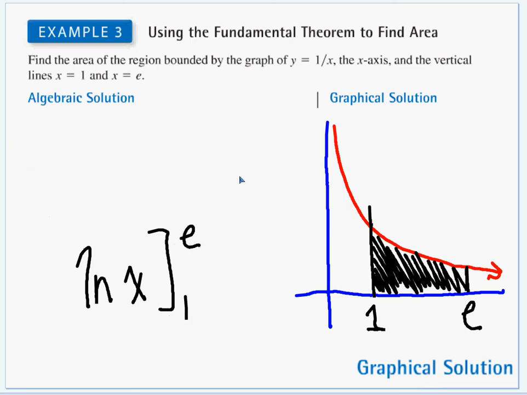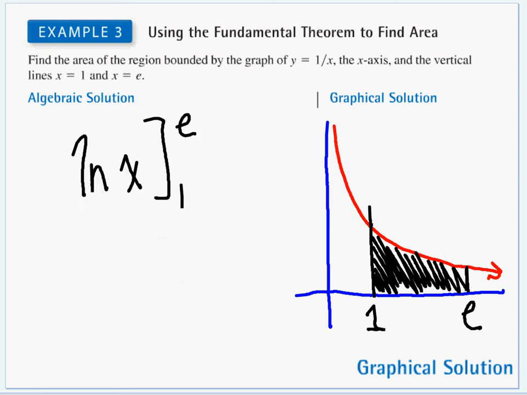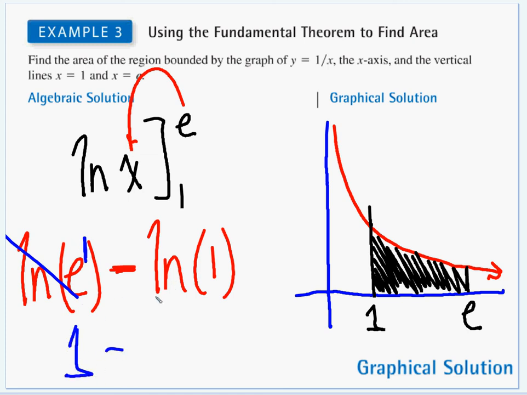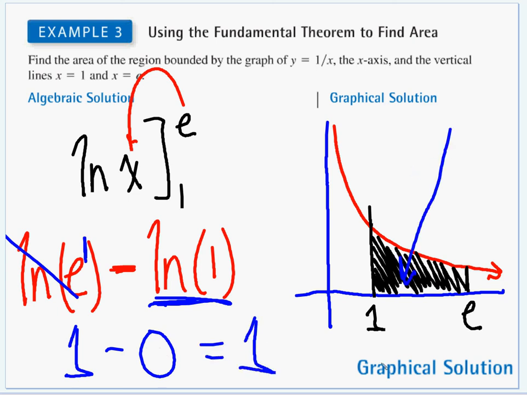So sitting up top of that bracket is e. It gets to dive into the pool first. E jumps in, we get the natural log of e. Fundamental theorem says subtract natural log of the lower limit, 1. The natural log of e, remember ln and e are inverses, that's e to the first, so when the natural log and e cancel, that answer is just a 1. Minus, and what is the natural log of 1? Well, that's 0. 1 is where natural log crosses the x-axis, so its value is 0. 1 minus 0 is exactly 1. So that area under the curve 1 over x from 1 to e is exactly equal to 1.